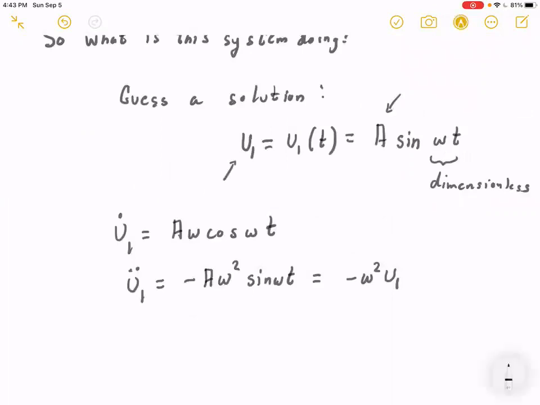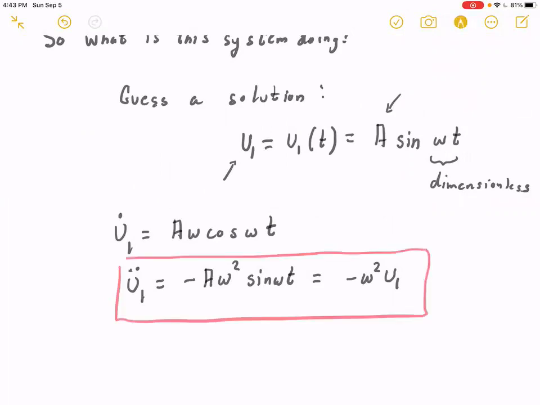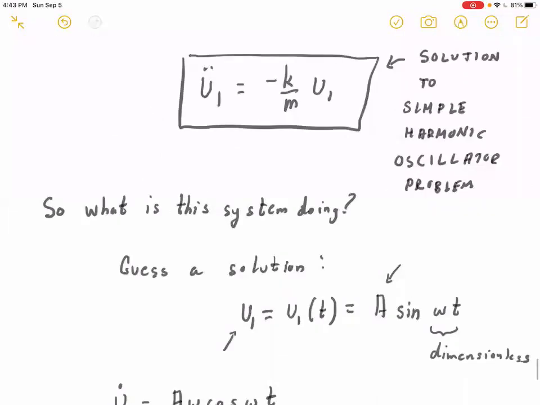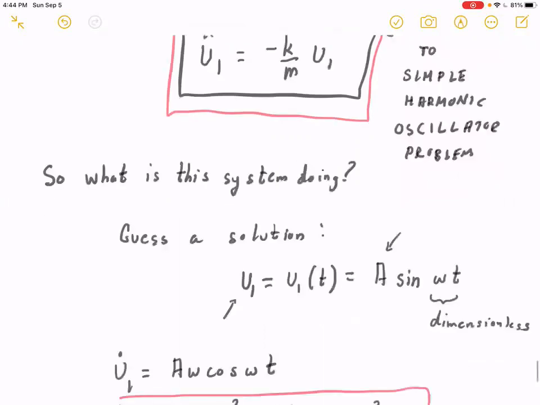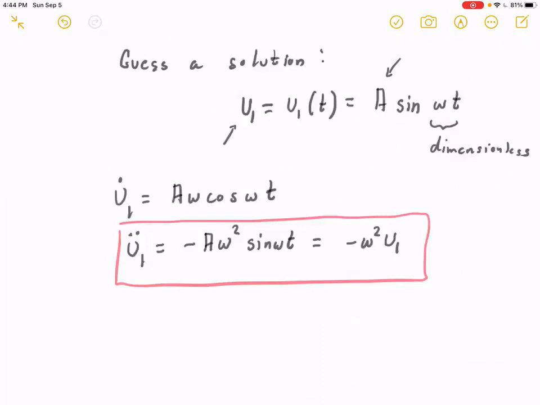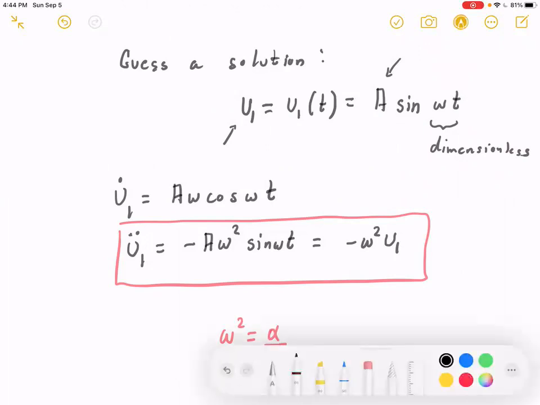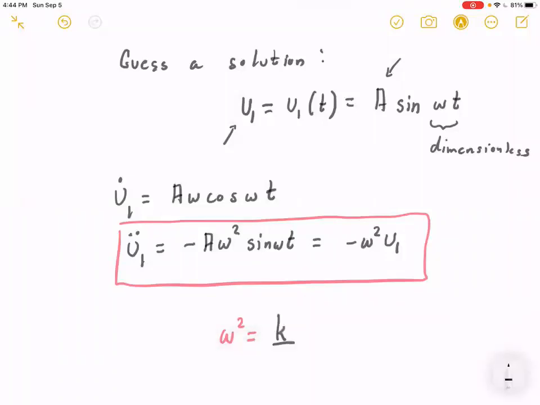So if we look at this equation and we compare it to our formal differential equation we get when we solve the simple harmonic oscillator problem, then we discover that the frequency squared, this term omega squared, is just equal to K over M.